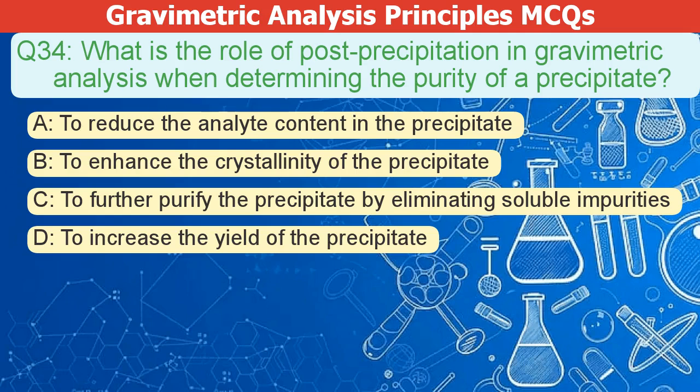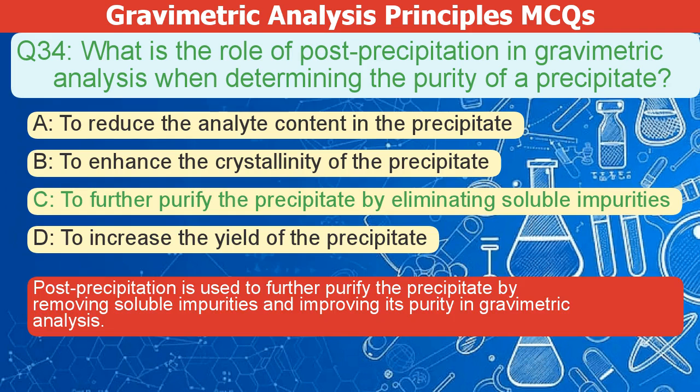What is the role of post-precipitation in gravimetric analysis when determining the purity of a precipitate? A. To reduce the analyte content in the precipitate. B. To enhance the crystallinity of the precipitate. C. To further purify the precipitate by eliminating soluble impurities. D. To increase the yield of the precipitate. The correct answer is C. Post-precipitation is used to further purify the precipitate by removing soluble impurities and improving its purity in gravimetric analysis.